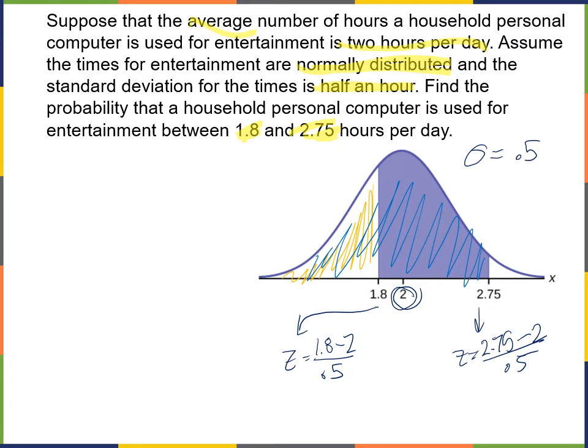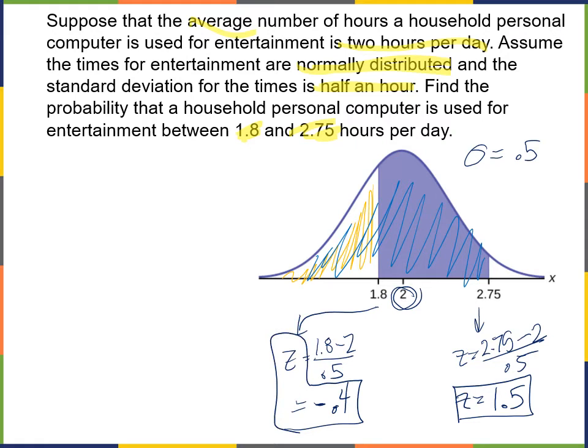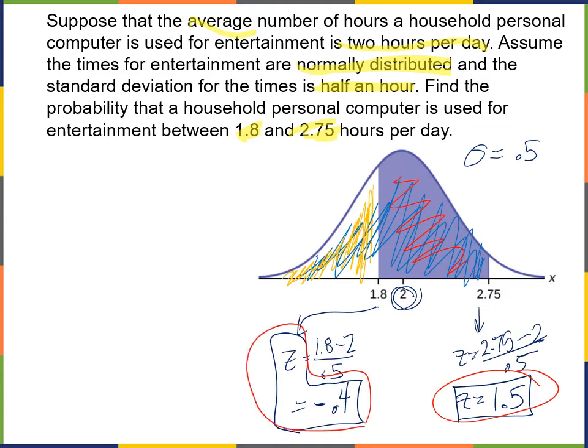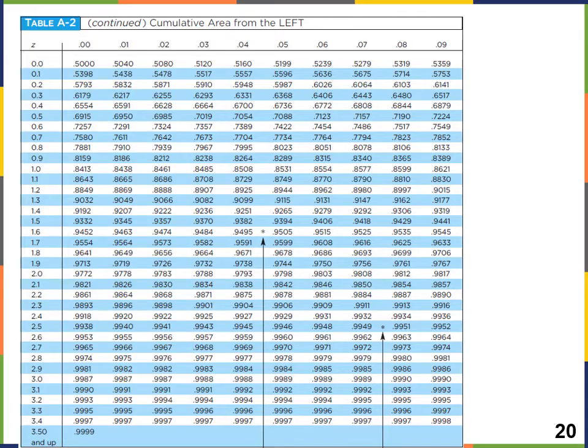What I end up with is 1.8 as a z-score would be negative 0.4, and 2.75 as a z-score would be 1.5. Okay. So now I'm going to look up these two z-scores in my z-score table, and I'm going to find the area to the left. But remember, I want area in between. So I'm going to have to find this bigger area, which is to the left of 2.75, subtract out this smaller area, which is the area to the left of the 1.8, and that should give me the area in between. So bigger area minus smaller area, and I'll get the area in between.